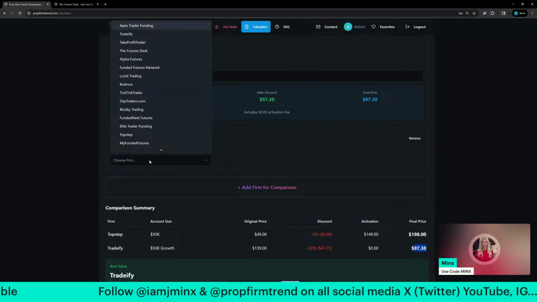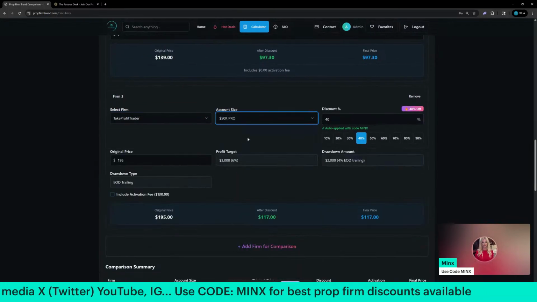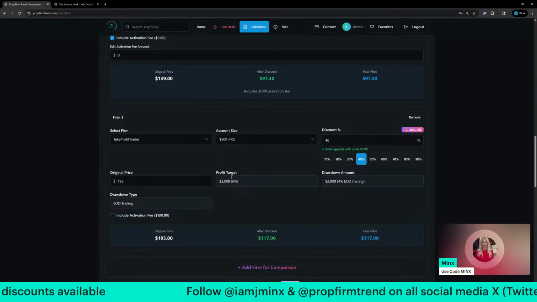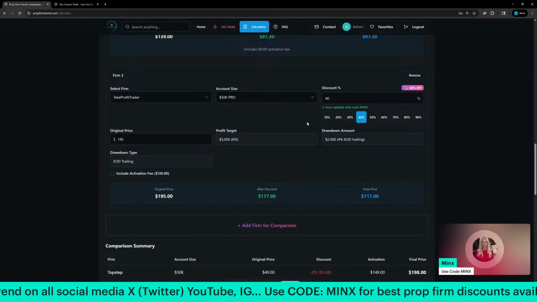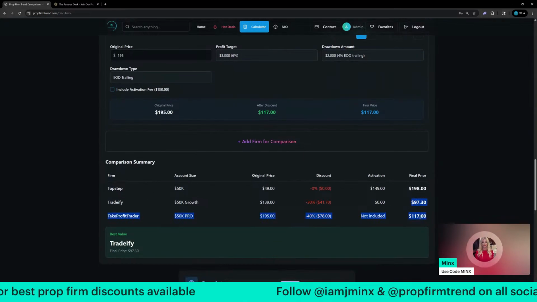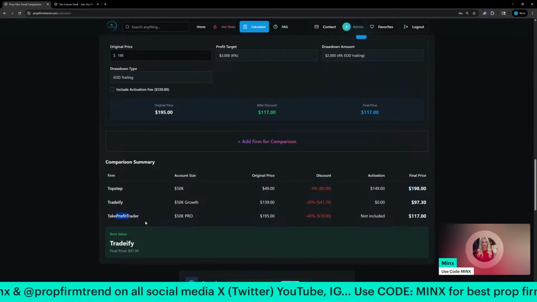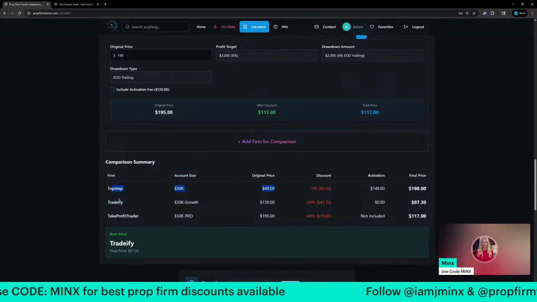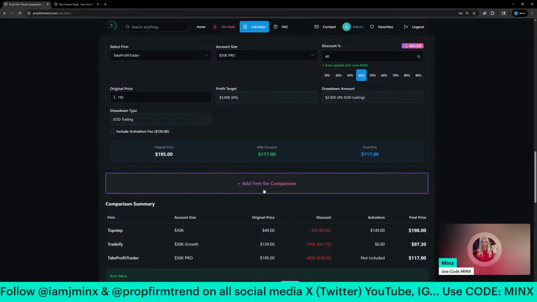Let's add another firm. Take Profit Trader. So Take Profit Trader, it's the same thing, $3,000 profit target, drawdown is 2,000, end of day trailing. Right now, it's 40% off with no activation fee, so I'm not going to add the activation fee. But you can see how Tradeify and Take Profit Trader are much closer price-wise compared to Top Step. And Take Profit Trader has a daily withdrawal, whereas Top Step does not and Tradeify does not.